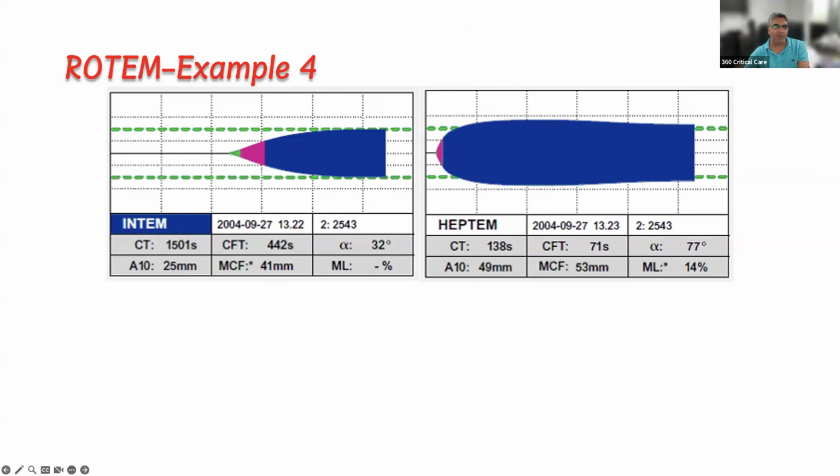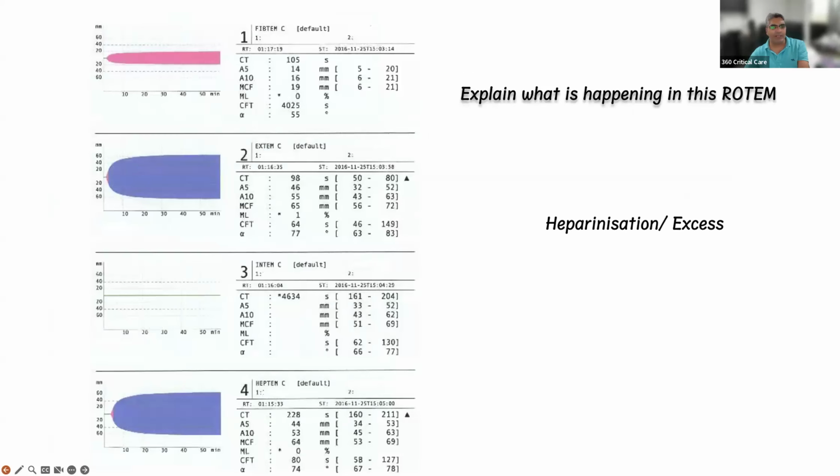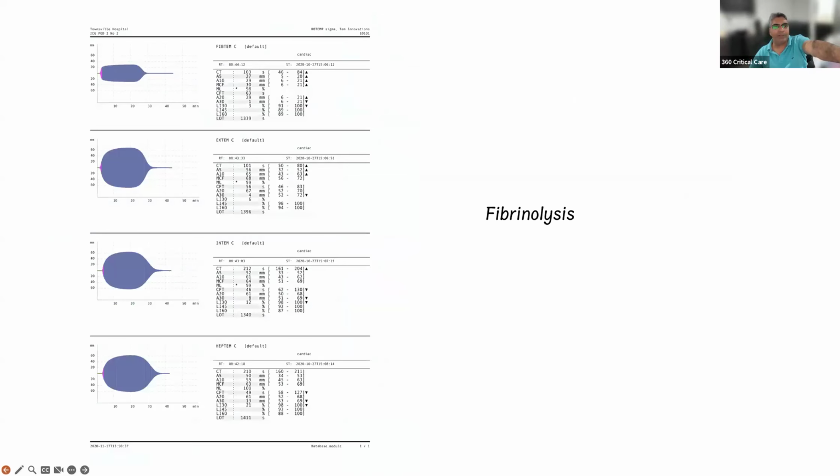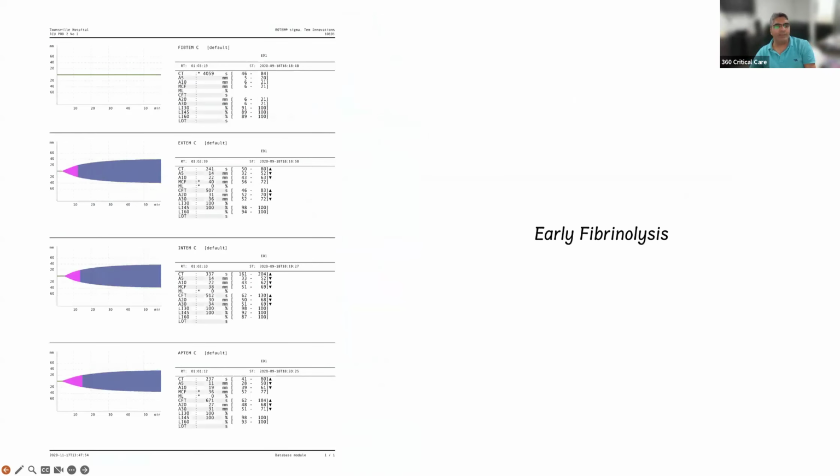So this is the usual. Even if you don't see the numbers, it's pretty self-explanatory. Like I'll show you, this one is fibrinolysis. As you can see, a flat line in the FIBTEM, so you don't have to have anything there. Even if there are no numbers, you can see this is fibrinolysis or fibrin deficiency. This is again late fibrinolysis. You can see this type of picture. This is late fibrinolysis.